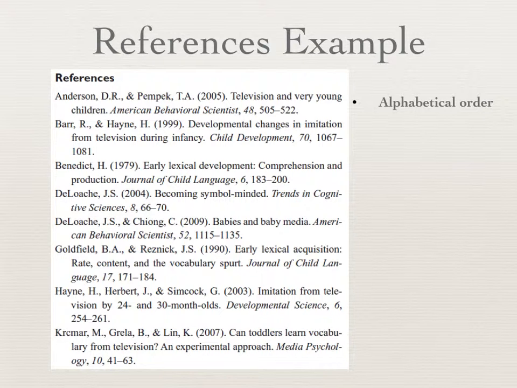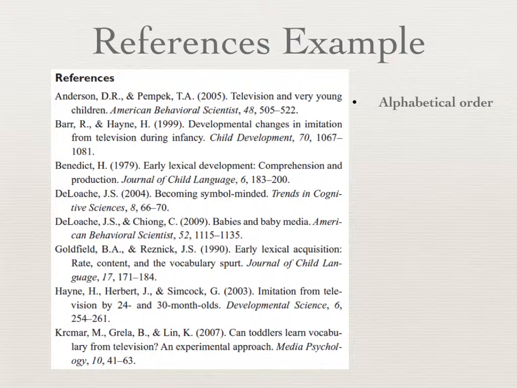What you do not ever alphabetize is the order of the authors within the reference, okay? So for example, the Deloche in 2009, you can see Deloche is still coming before the Chiang, even though that starts with the C. And the reason for that is because Deloche did more work than Chiang, okay? So you're not going to switch those because she did more work, okay? So you don't alphabetize the authors within a reference. You just alphabetize the references.